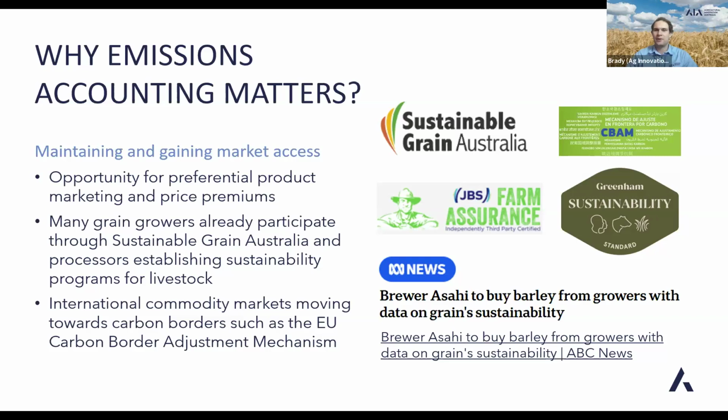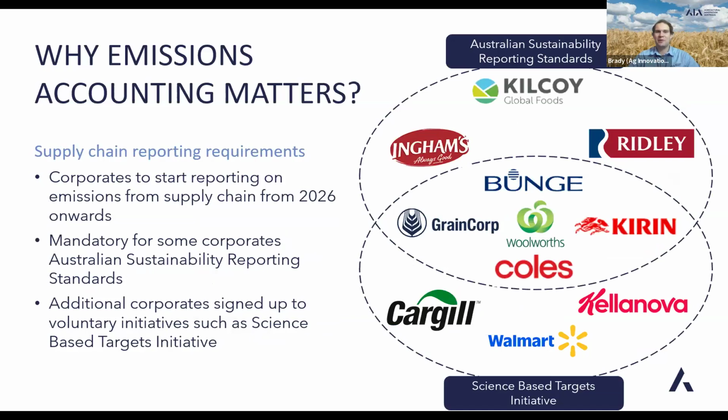On the right-hand side, I would show an article from Asahi from the ABC, which Asahi have said for their malt barley that they will only buy from buyers in Australia who measure their emissions going forward. So that's an example of farmers who grow that barley getting a sticky customer and a long-term relationship from filling in these spreadsheets.